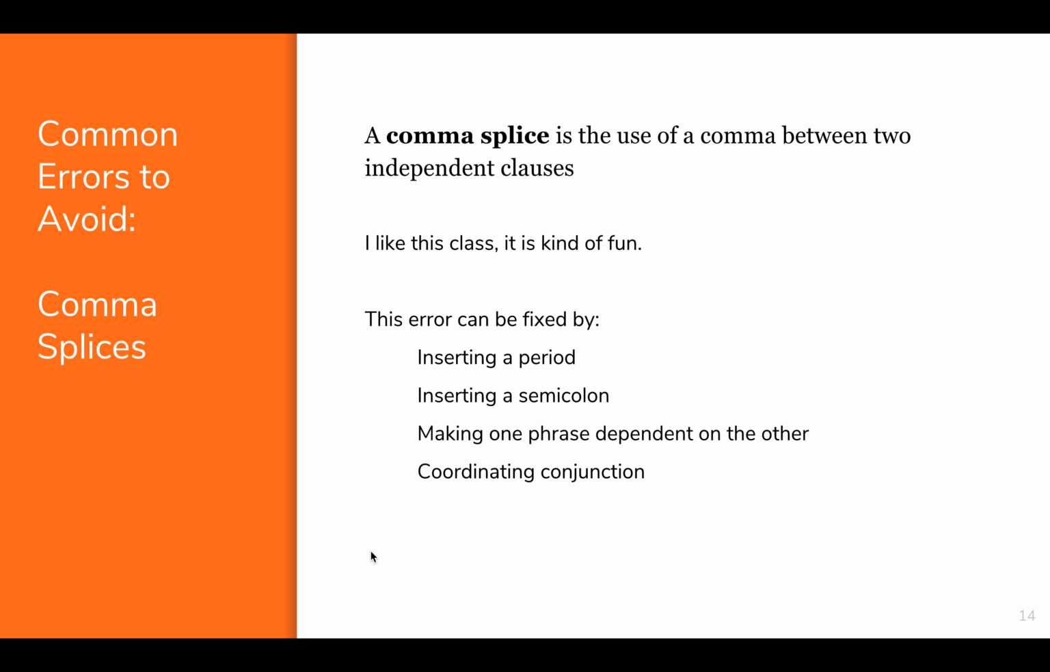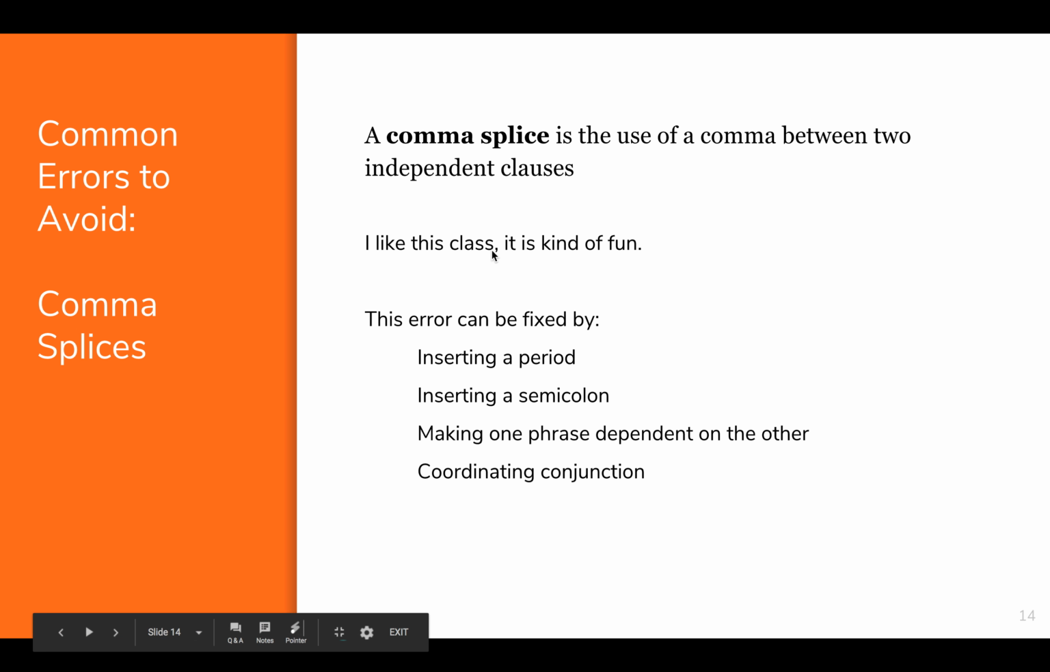That right there is a comma splice because a comma cannot connect two independent clauses. So how would you fix this? You could insert a period between the two independent clauses. You could insert a semicolon. You could make one phrase dependent on the other. For instance, I like this class because it is kind of fun. Or you could put a coordinating conjunction. So I like this class, comma, and it is kind of fun.